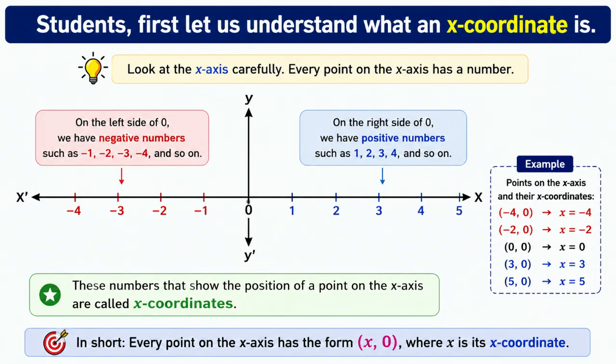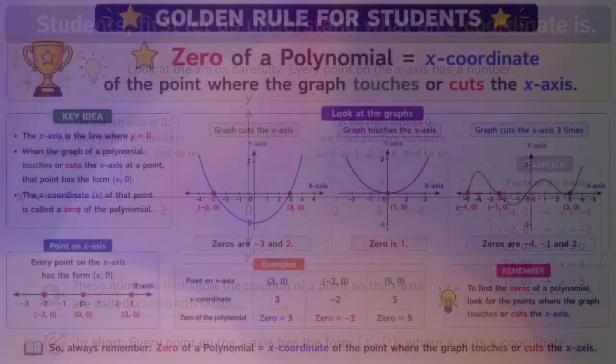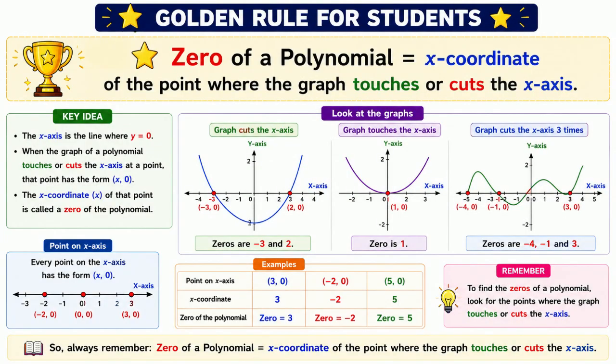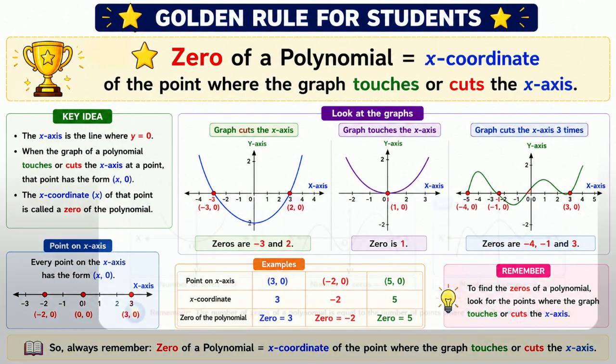These numbers that show the position of a point on the x-axis are called x coordinates. In short, every point on the x-axis has the form (x, 0), where x is its coordinate. So the zeros of a polynomial equal the x coordinates of the points where the graph touches or cuts the x-axis.